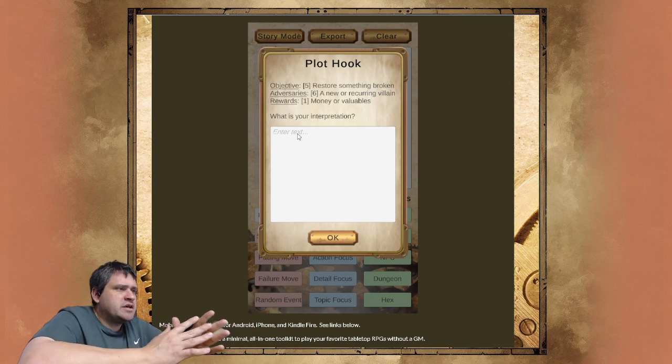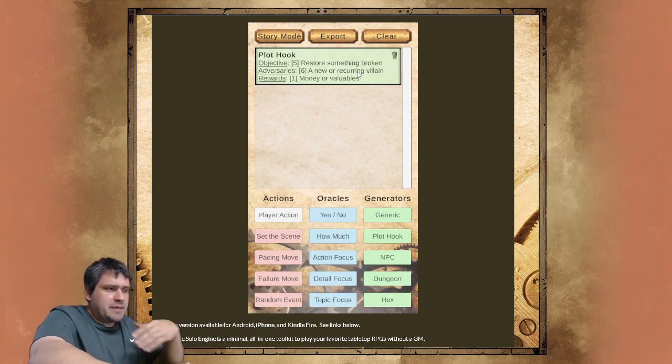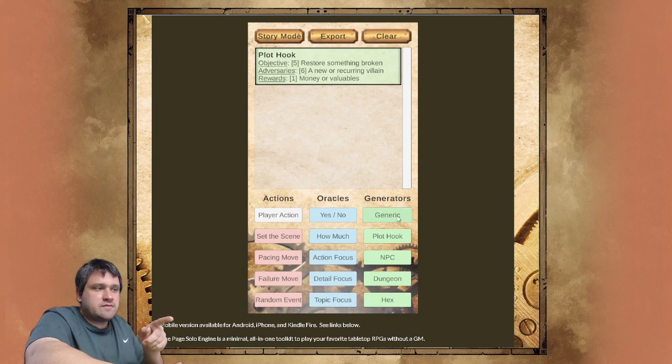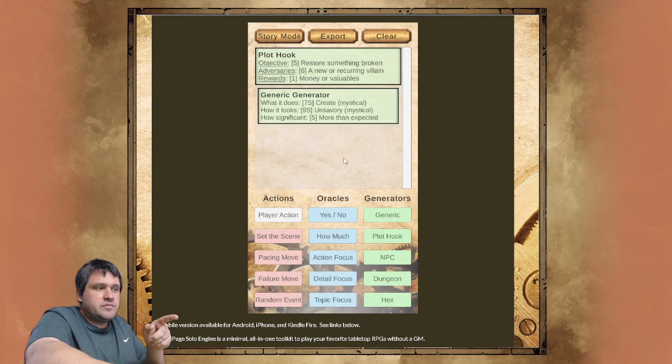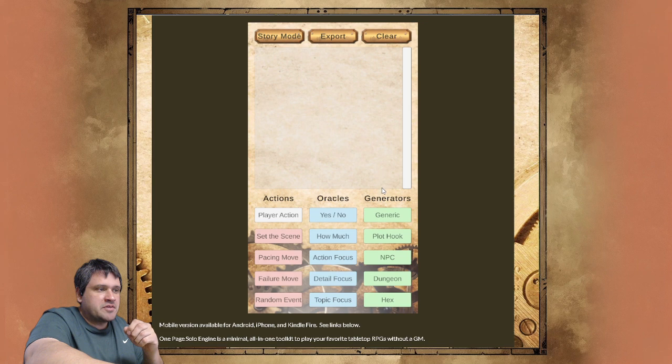So I'm going to say that a plot hook is more like it's already in your campaign, it's already in action. So if you're not happy with it, you can clear everything, that clears everything. You can also erase the individual listed outcomes right there like that.